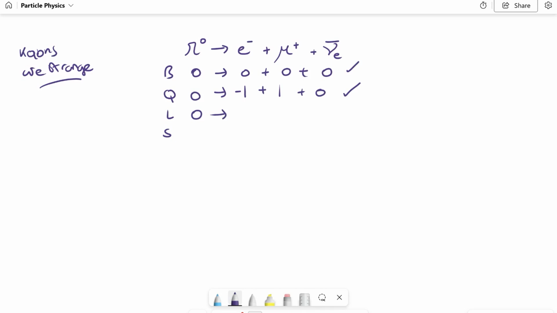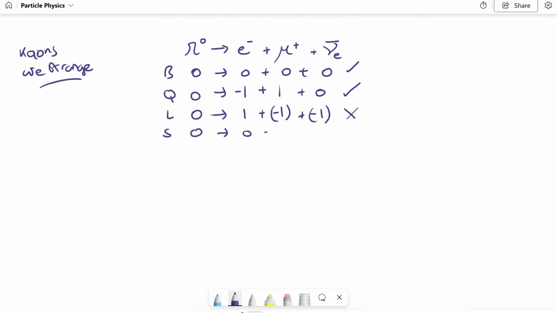Lepton number, we've got 0, goes to 1. Muon, positive muon is an anti-particle. It's an anti-lepton. And an anti-electron neutrino is also an anti-lepton. So we can see here we went from 0 to -1. So that is not allowed.